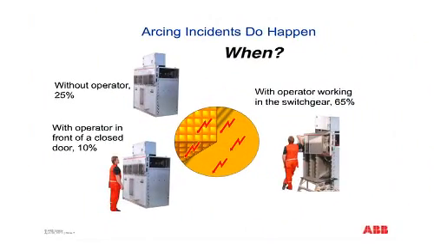And it occurs because where is the single biggest point that an arc can occur? As you're racking the device in or out of the cell. That's really when it occurs. The other incident, without the operator in front of it, which is 35%, occurs basically in the rear of the switchgear, in the cable compartment. Almost 90% of all switchgear failures occur in the cable compartment, and they occur at the stress cone.